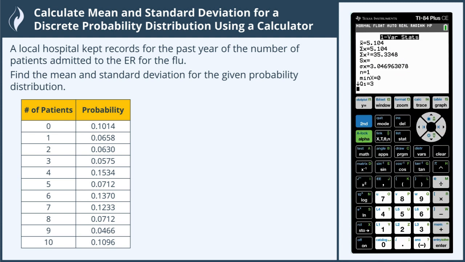So we have our mean is 5.104, which is the x bar, and our standard deviation is the sigma x, which is 3.0469. And as needed, we would round to the appropriate number of decimal places for the problem.